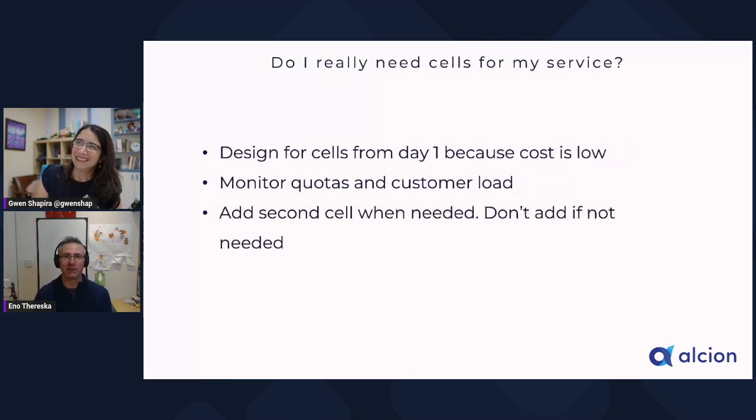And then, it's worth reflecting after all of this: do I really need cells for my service? The way I argue about this is that I would design for cells from day one, because I think the cost is low. I don't think we talked here about anything extraordinary you need to do. And most likely, even for the state, you're keeping the tenant state separate anyway. Then I would take the pragmatic view where you design for it, you monitor the quotas, you monitor the customer load, and the startup starts adding some customers, and you add the second cell whenever it's needed.